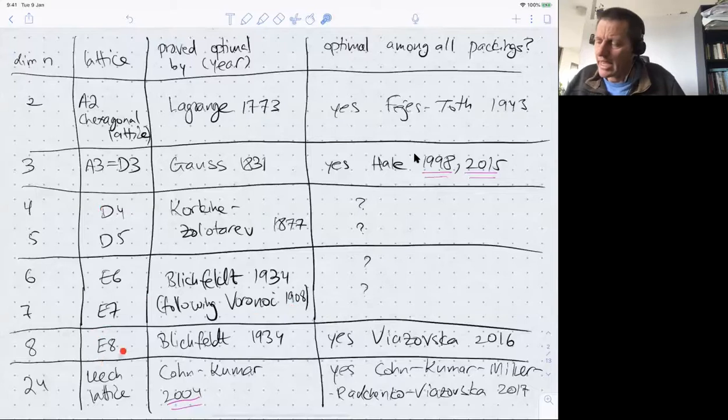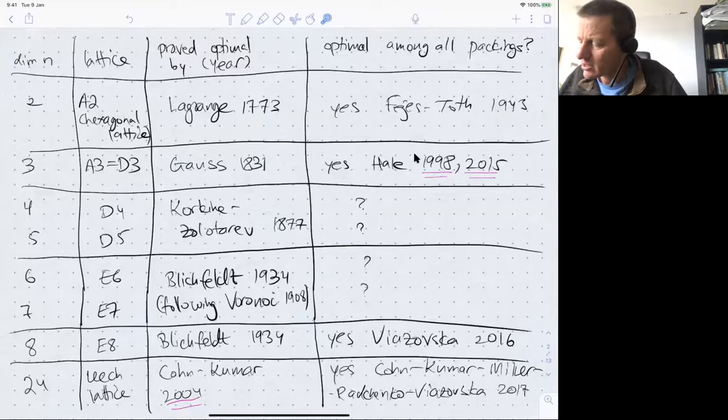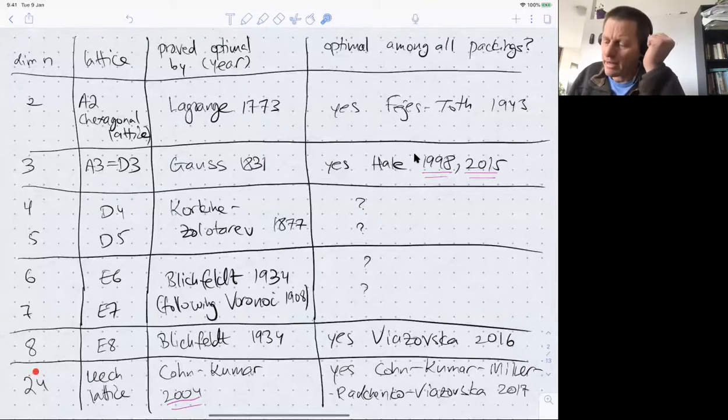The lattice E8 is a lattice that I already defined for you. I gave an example of a lattice with lots and lots of shortest length vectors, and this is an example. Then in other dimensions, 9 up to 23, and 25 and higher, nobody knows the optimal lattice packing, and that's a wide open question.